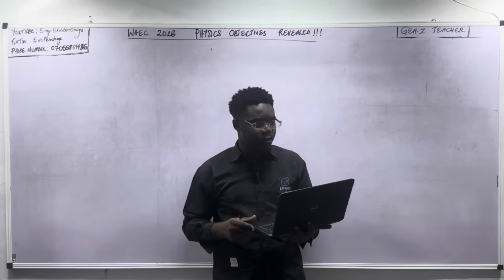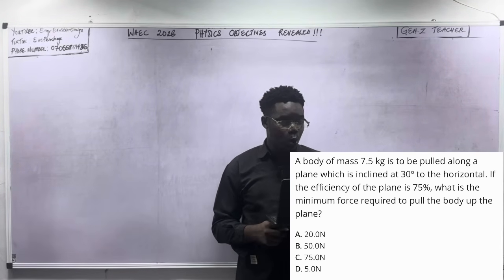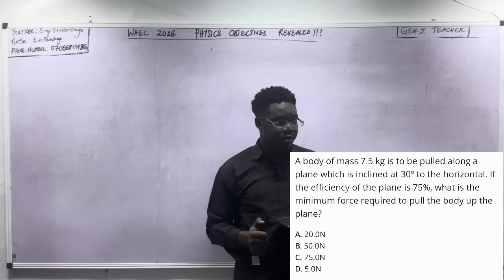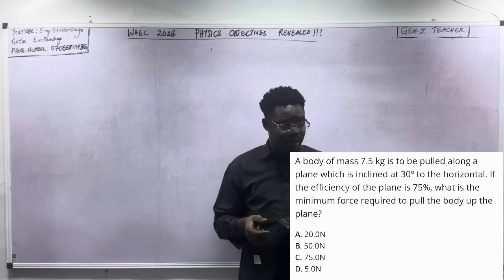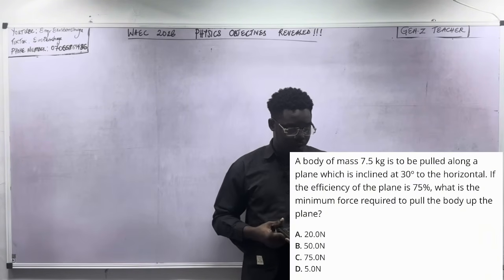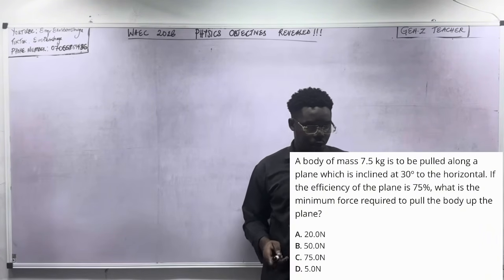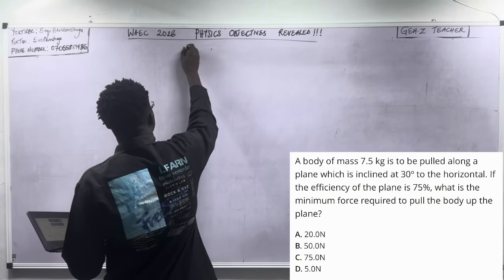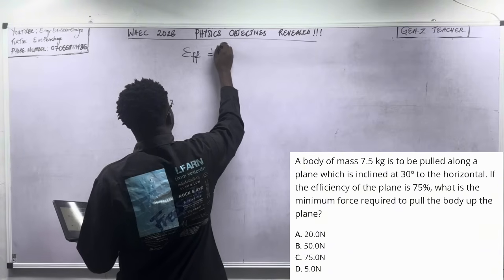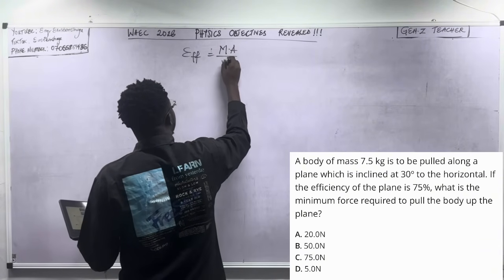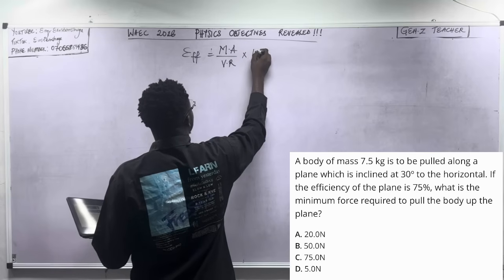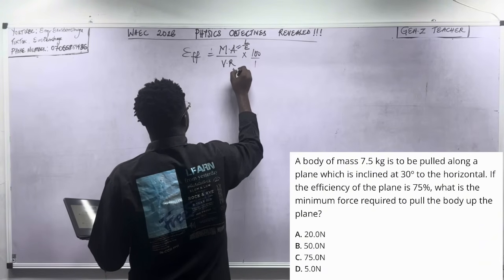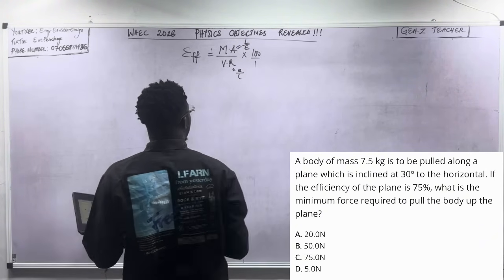Number 4 says a body of mass 7.5 kg is pulled along a plane which is inclined at 30 degrees to the horizontal. If the efficiency of the plane is 75%, what is the minimum force required to pull the body up the plane? Now quickly, this is under simple machines, and the efficiency for a machine is mechanical advantage over velocity ratio times 100 over 1, where the MA represents load over effort and VR means distance moved by effort over distance moved by load.